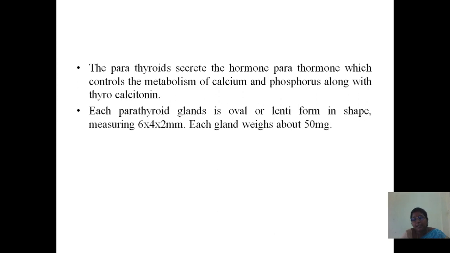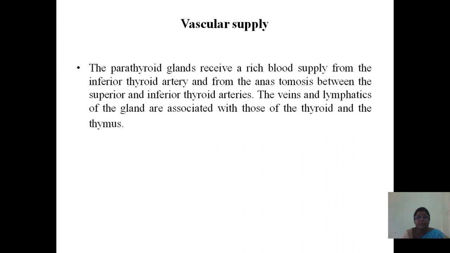The parathyroid secretes a hormone called parathormone, which controls the metabolism of calcium and phosphorus along with thyrocalcitonin. Each parathyroid gland is oval or lentiform in shape, measuring 6 x 4 x 2 millimeters. Each parathyroid gland weighs about 50 milligrams.